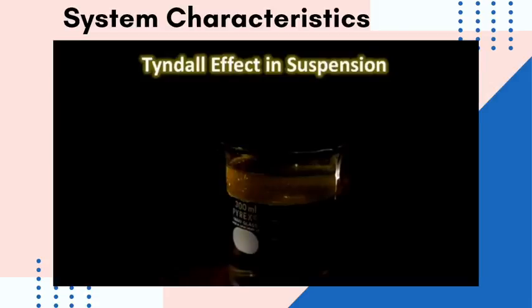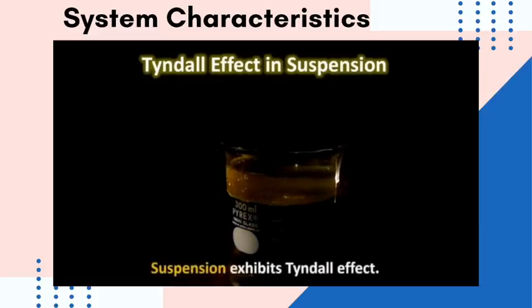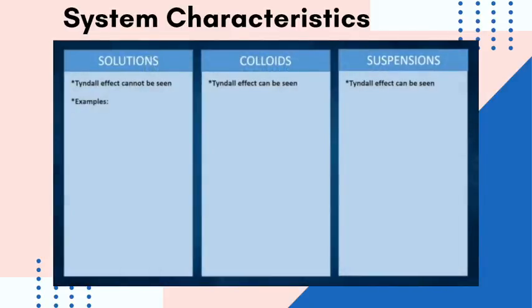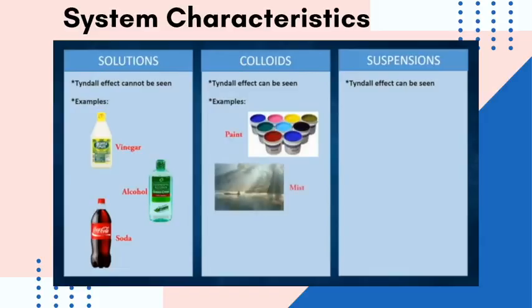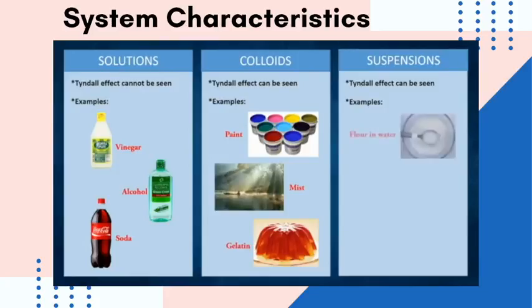Tyndall effect in suspension can be seen. This is a mixture of water and oil. This example of suspension exhibits Tyndall effect on the part of the concentration of oil above the water. The examples of solution which do not exhibit Tyndall effect are vinegar, alcohol, and soda. The examples of colloid in which Tyndall effect can be seen are paint, mist, and gelatin. The examples of suspension in which Tyndall effect can also be seen are flour in water, muddy water, and peanut butter.